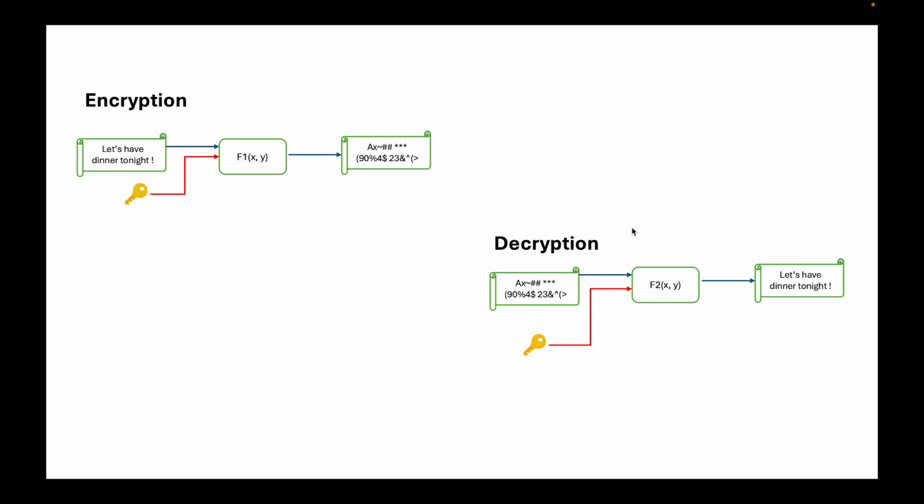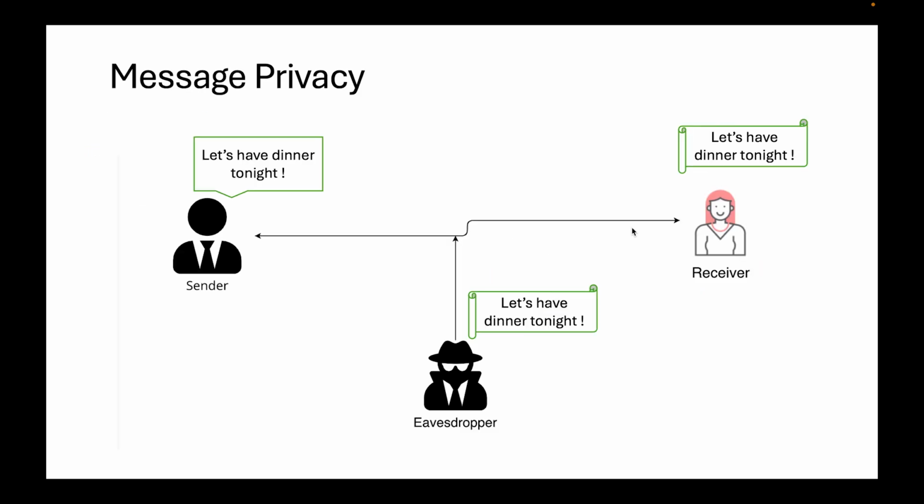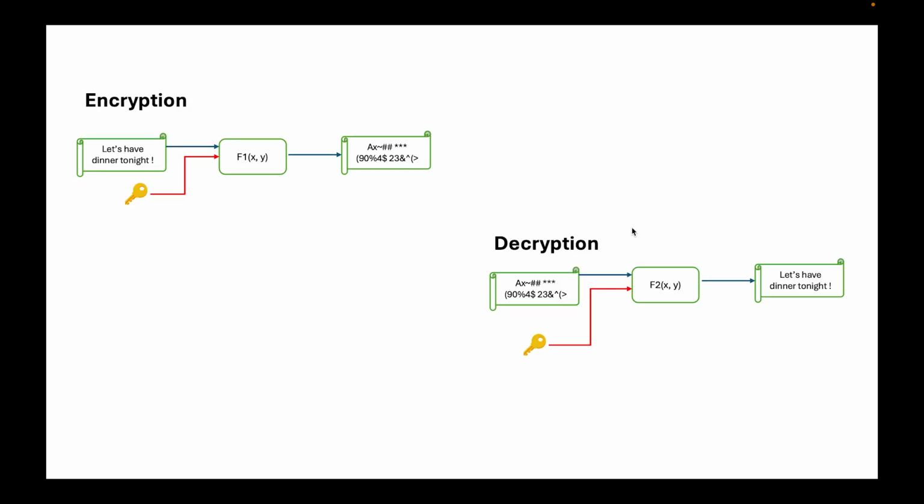Now, it may seem like if we keep the functions secret, for example, if the two actors, sender and receiver, keep these functions secret, they can communicate with each other. Well and good. But it turns out that keeping the function secret may not be a good idea at all. Practically, you cannot keep these functions f1 and f2 secret.